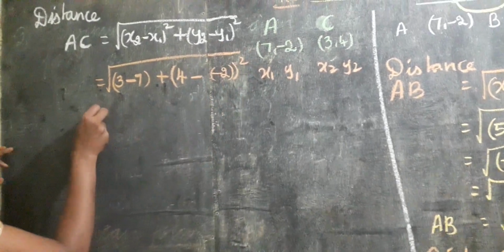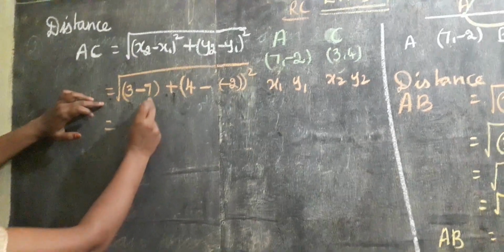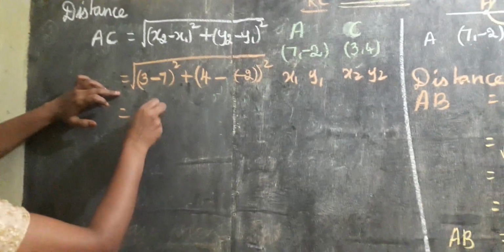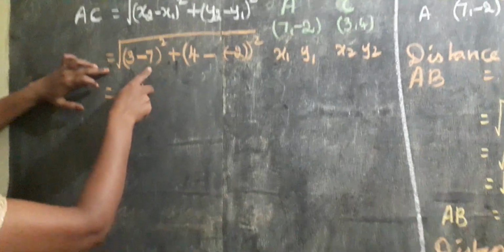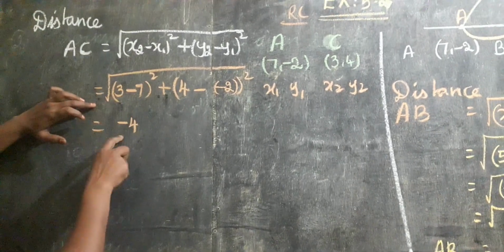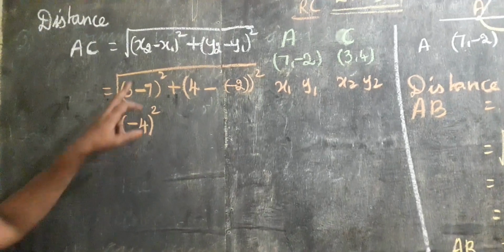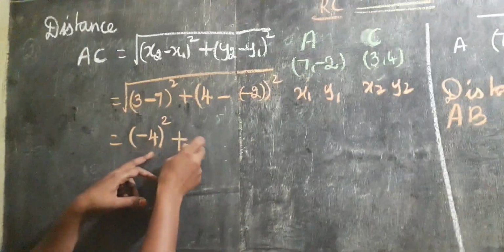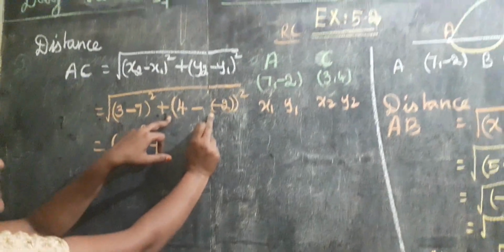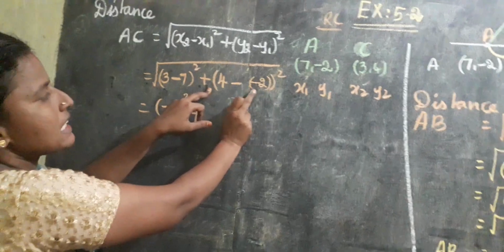Next, 3 minus 7 whole square. 3 minus 7: different signs, subtract, and put the sign of the greatest number. Minus 4 whole square, plus 4 minus minus 2. Minus into minus: bracket means of, of means into. So minus into minus is plus.